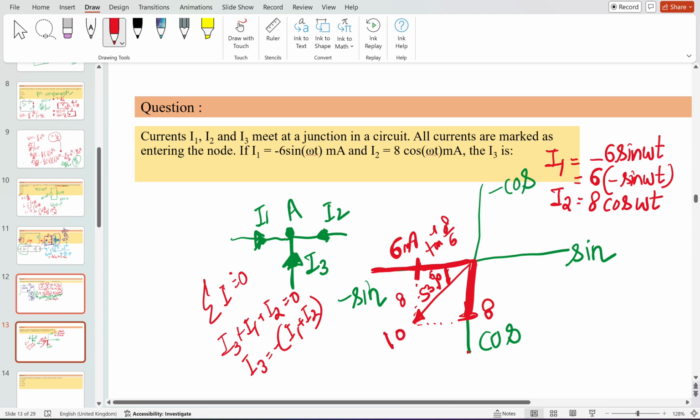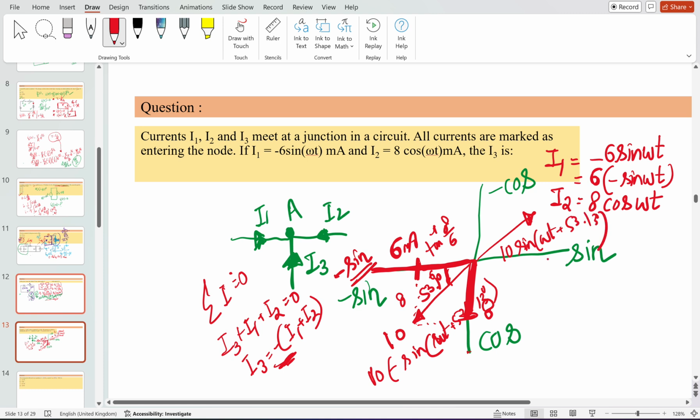When you write it, this is a minus sine omega t, and it's leading by 53.13. The equivalent will be 10 minus sine omega t plus 53.13, anticlockwise. But the answer will be minus of that. So it will come like here, simply equal to 10 sine omega t plus 53.13.